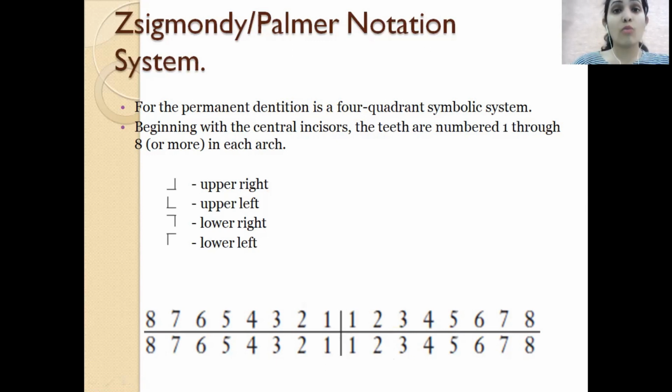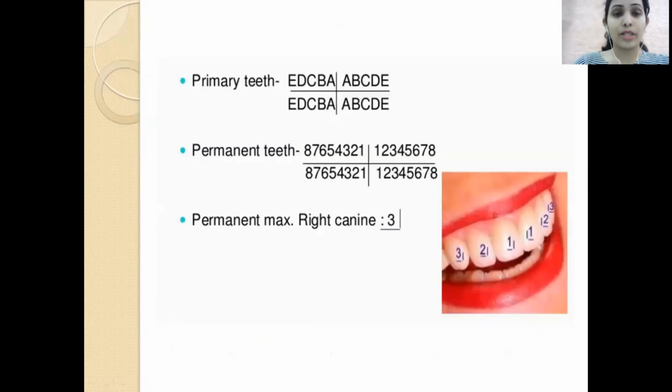This is Zsigmondy-Palmer notation system. So just an example, primary teeth, A, B, C, D, E. This is for the first quadrant, that is central, lateral, canine, first molar and second molar. First quadrant, second quadrant, third quadrant and fourth quadrant. Similarly for permanent teeth, first quadrant, second quadrant, third quadrant and fourth quadrant. So each tooth has got a specific number.